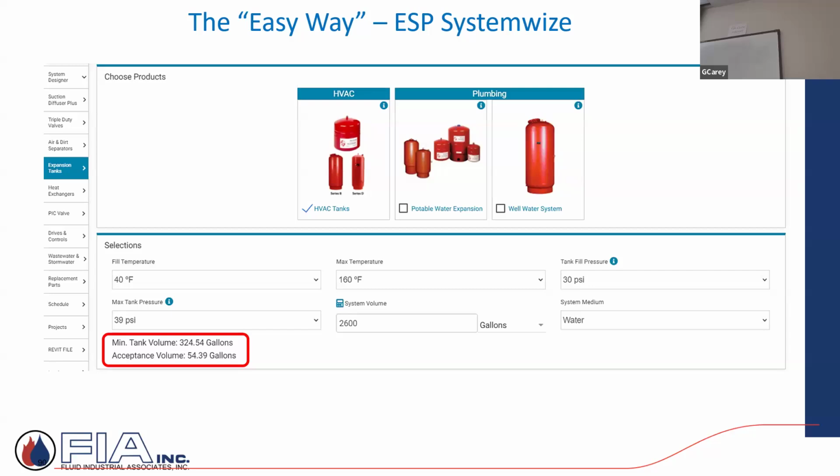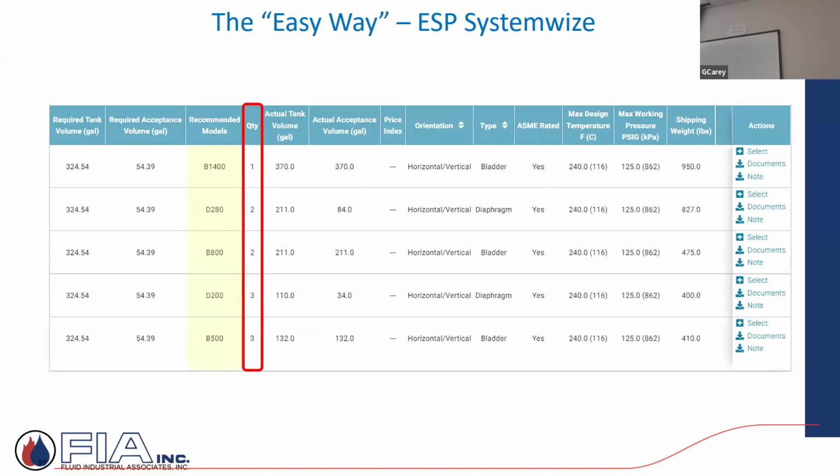The 30 tank pressure, the 39 maximum. You need to know what the volume of water is. So this is the information. So software makes it incredibly easy, but you need to know what's going in, how you fill those numbers in. And then you pick it. And then it spits out a portion of the software that says, hey, these are all the tanks that meet this requirement, the 325 and the 54. It could be back to that one, the B1400 that we talked about, the 280s. So it gives us a list of all these different tanks.